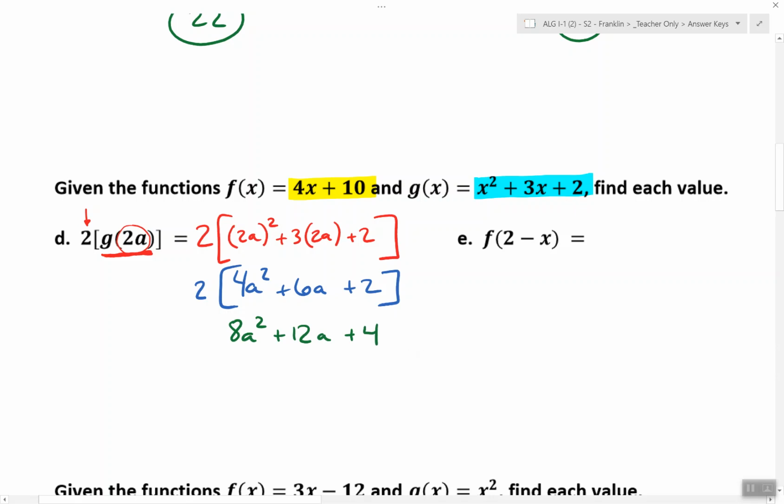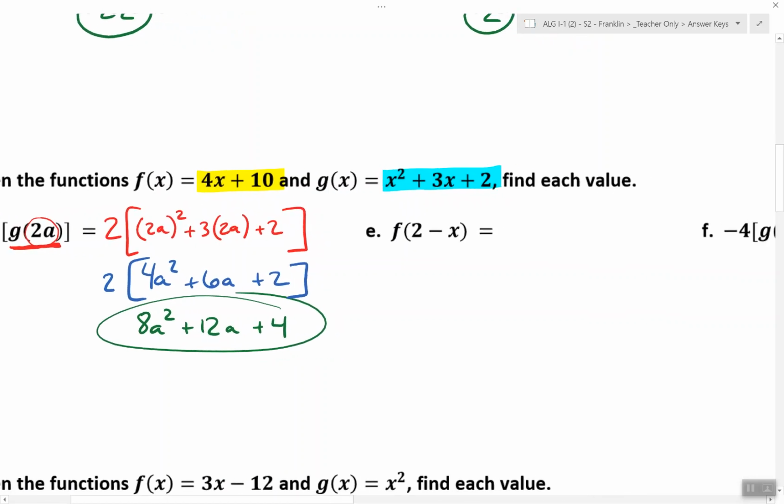Now, looking at this, there is actually nothing else we can simplify. There's no like terms anymore because a squared and a are not like terms. We're not solving an equation here. We're just evaluating the function, so that's it. That's all we can do.